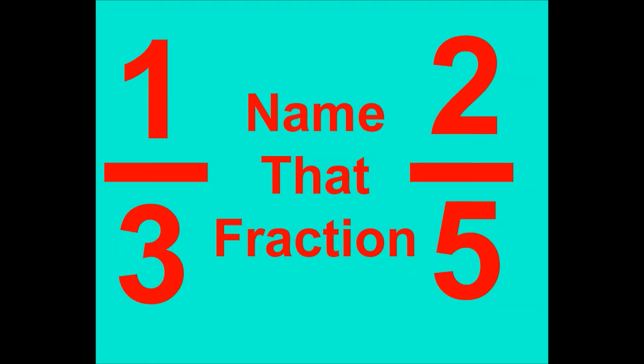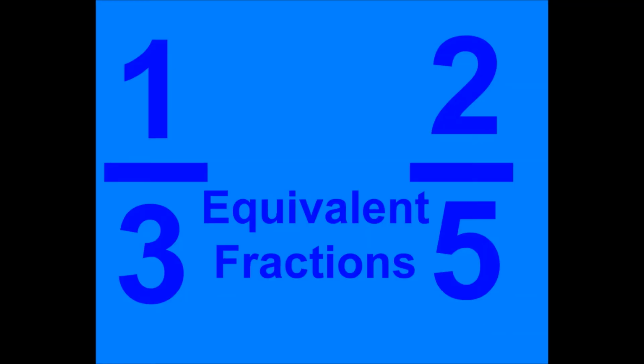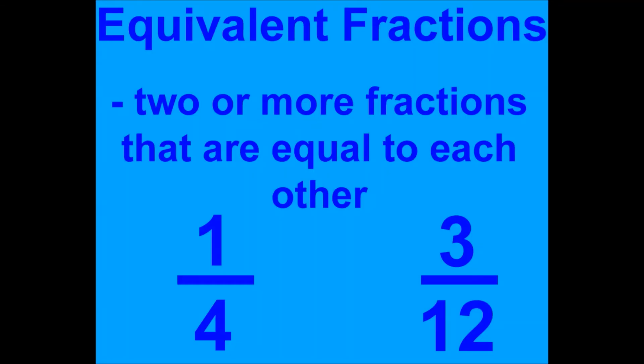That was some fraction action you had in this game. Now remember, an object or set has to be divided into congruent parts in order to use fractions when talking about them. Let's learn about equivalent fractions. Equivalent fractions are 2 or more fractions that are equal to each other. Here's an example. 1/4 is equivalent to 3/12.